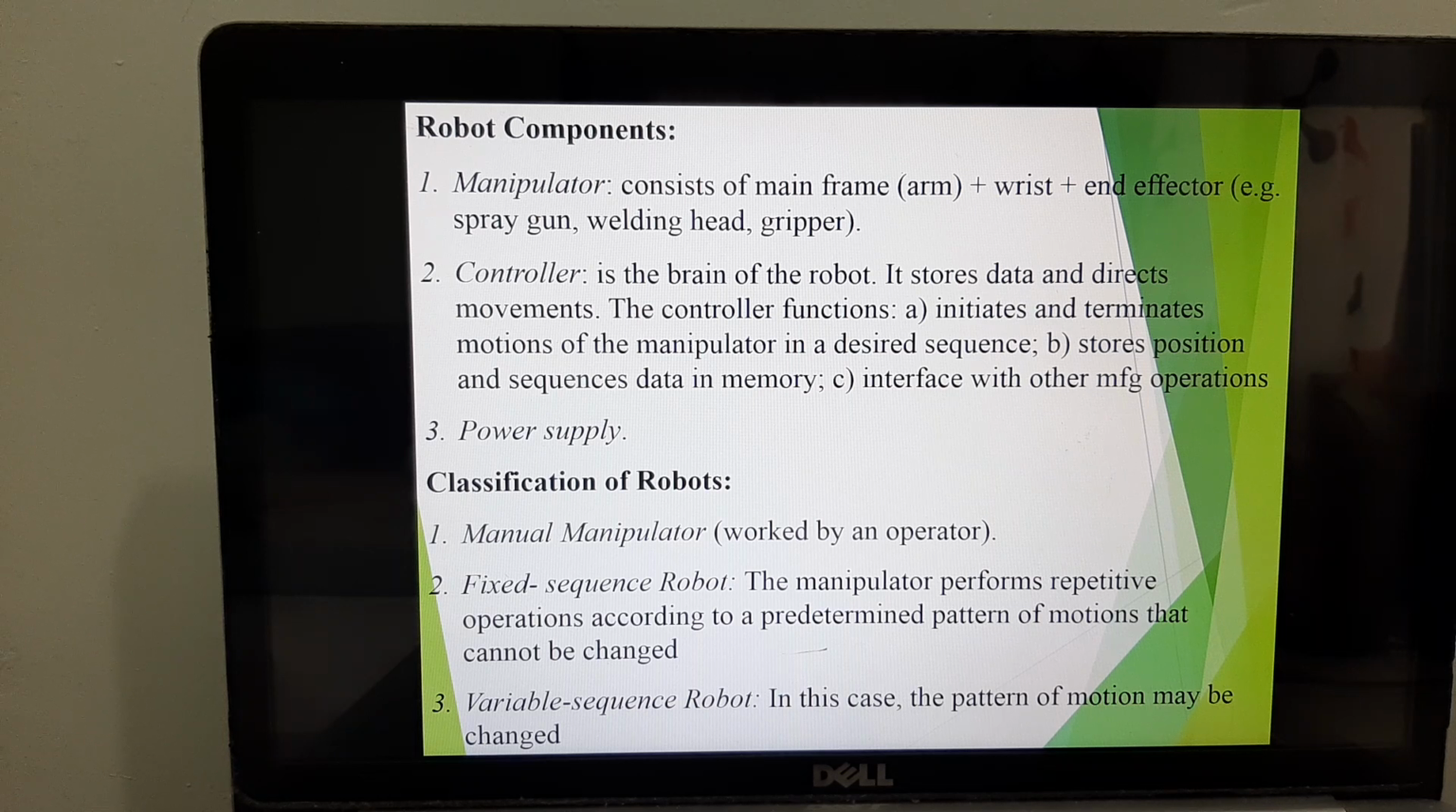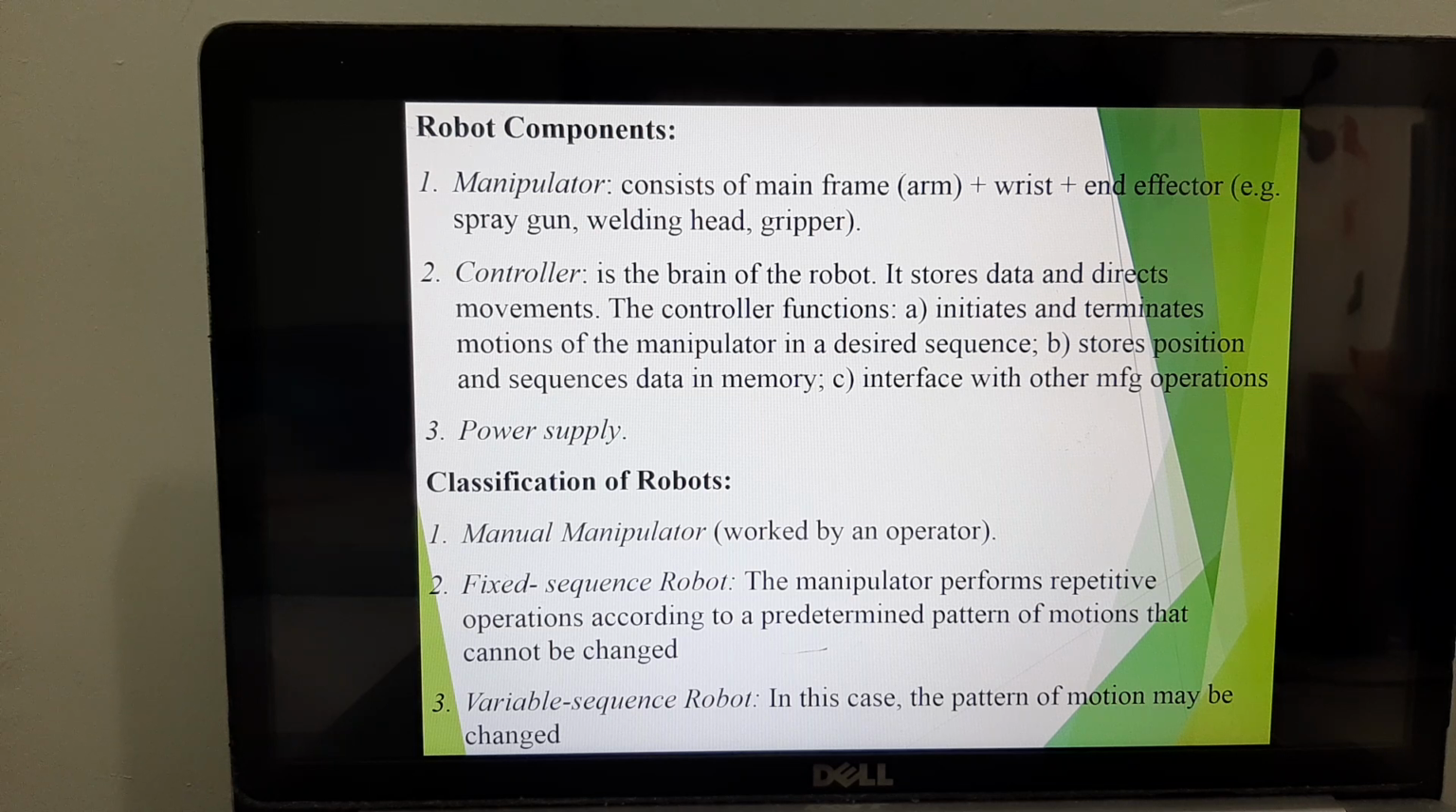So you can imagine in a robot, the control system used is going to be very high and sophisticated. It is the brain of the robot. It stores data and directs movements, and the controller functions to initiate and terminate a motion of the manipulator in a desired sequence. It stores position and sequence data in memory and interfaces with other manufacturing operations. And then the third one is the power supply.